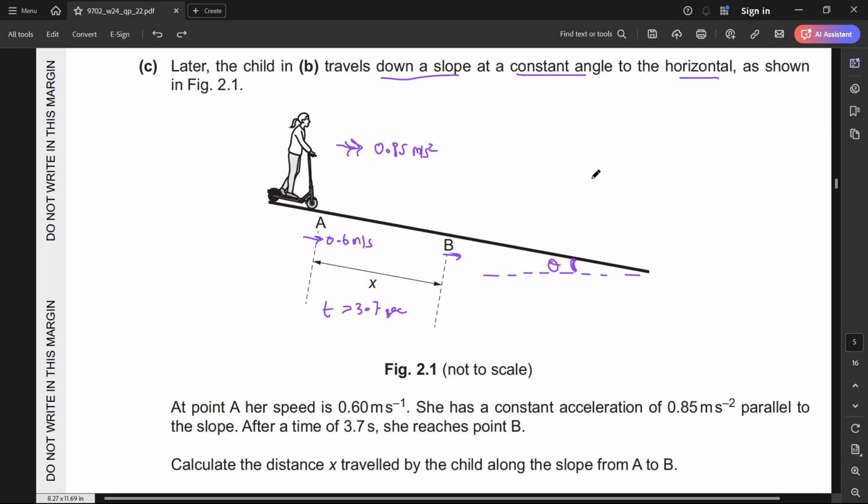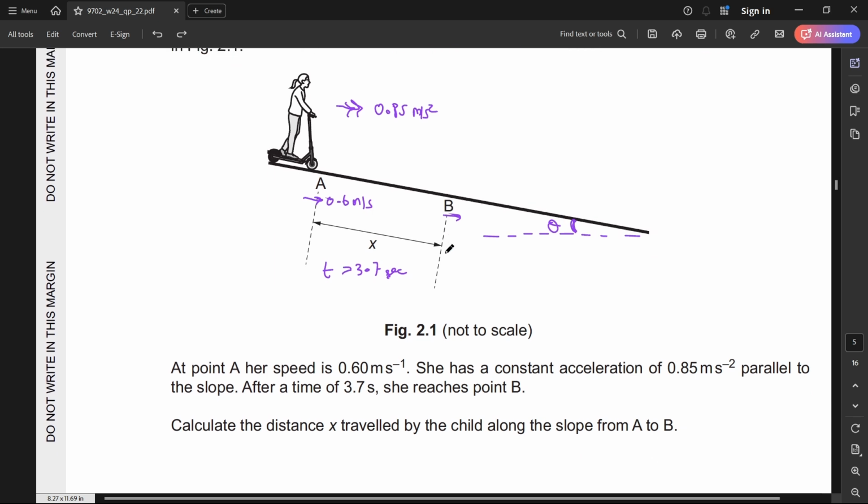But for now, let's just go back and calculate the distance traveled by the child along the slope from A to B. So it is not asking for the velocity at B, but the value of the distance that it traveled from A to B. So the things that we have over here are the initial value of the velocity, the acceleration in that direction, and the time taken for that. So I can simply use s = ut + ½at². Because I have u, a and t, I can find my s using s = ut + ½at².